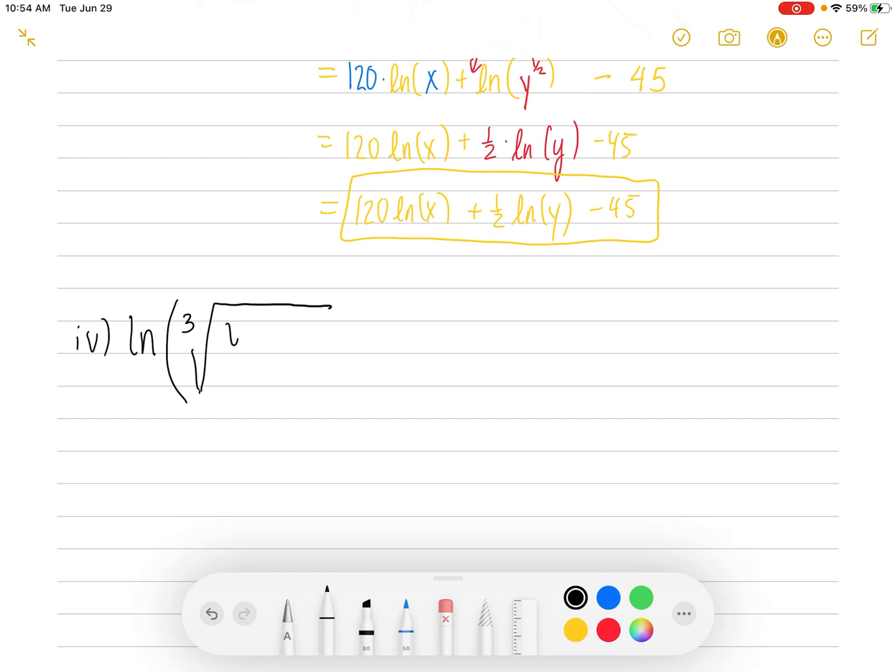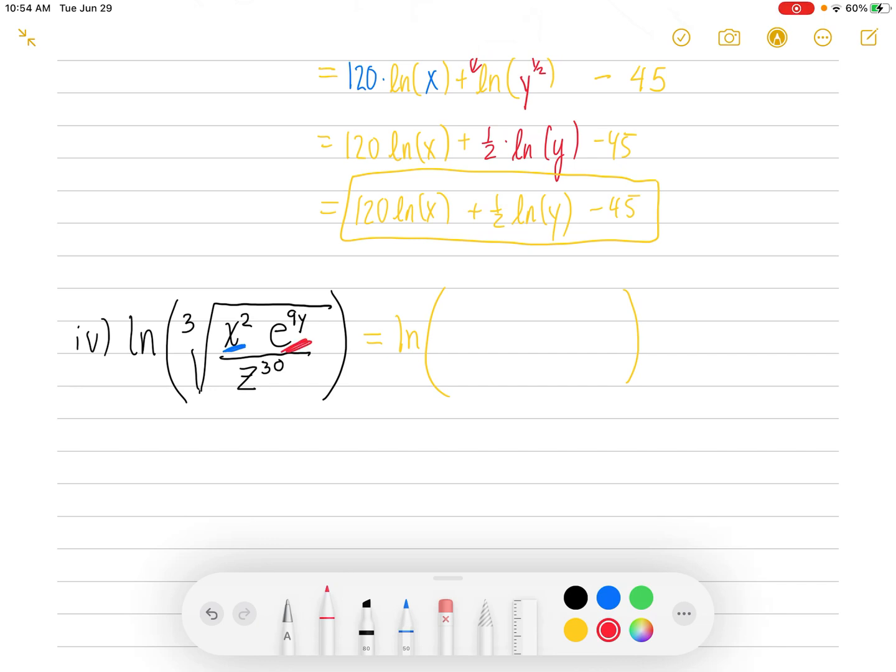Okay, I guess we'll do one more. So these are a bit involved. There's a lot going on with these. This is the last one. This will be the most difficult one. Natural log of the cube root of a whole bunch of stuff: x squared e to the 9 times y over z to the 30 power. Wow, this is a lot going on here.